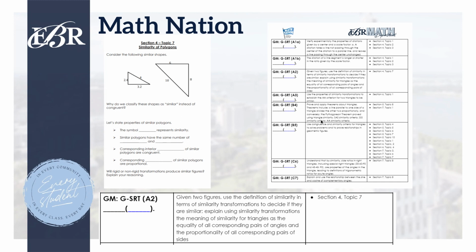A document where it includes all the standards from that grade level, from Algebra 1 to Algebra 2, and then it tells you the actual section number and topic that is aligned to that standard. So I would find the standard that my student scored low on.